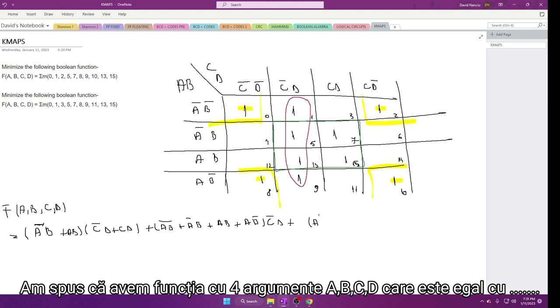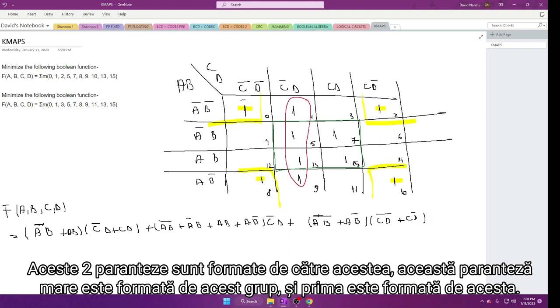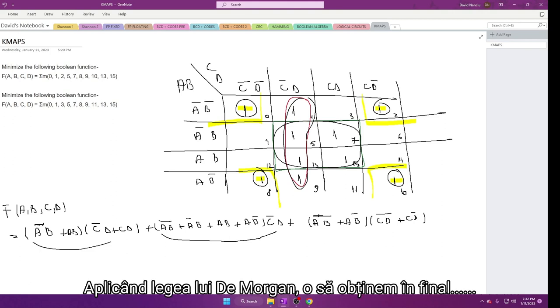plus not A B, sorry, plus A B negated, multiplied with C D negated, plus C D negated. Alright. Those two parentheses are formed by those 4 minterms. This big parentheses is formed by this group of 4, and obviously the first one is formed by this one, right? Okay. Applying De Morgan's law, we will obtain at the end B D plus C not D plus not B D.